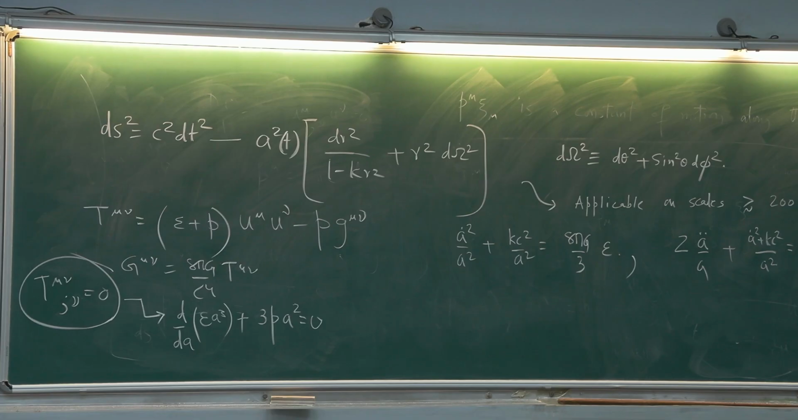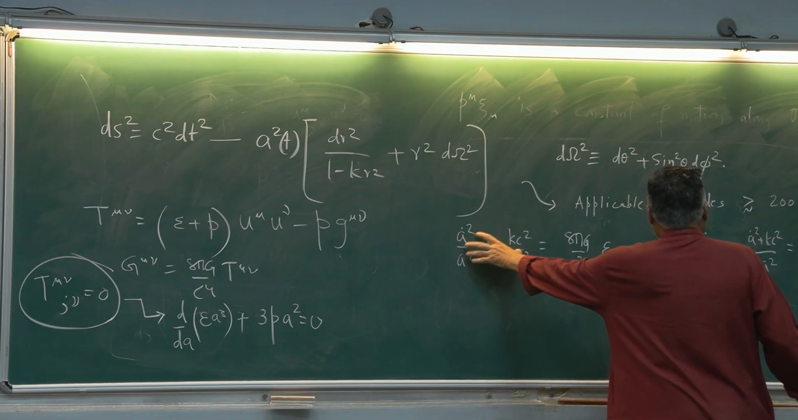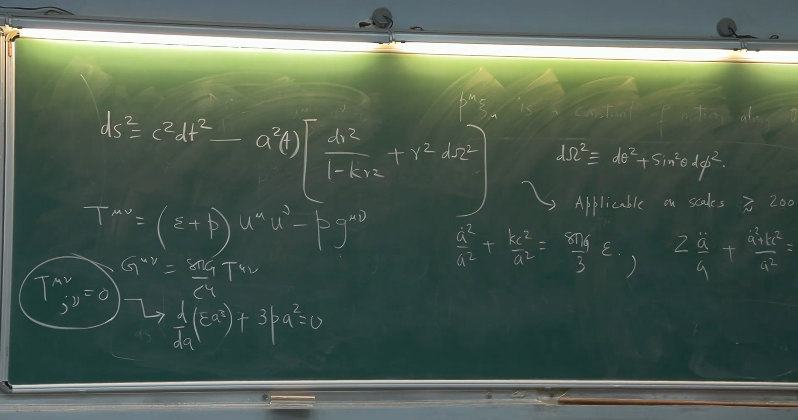I can combine, I should combine 2 equations. I'll tell you something very nice. Note that this part is common to this part, and therefore if I use this equation here, I get the result that twice A double dot by A plus 8 pi g by 3 energy density is minus 8 pi g pressure.